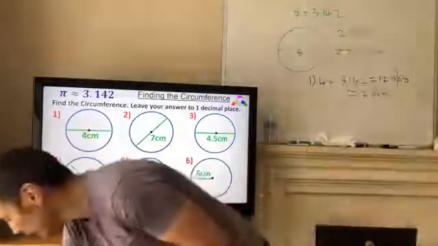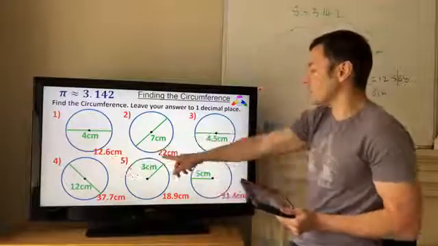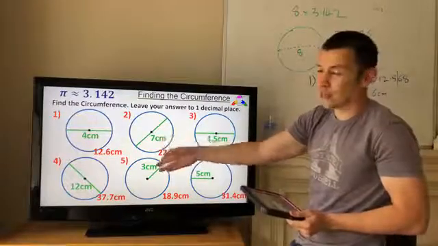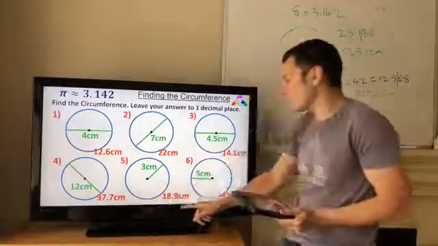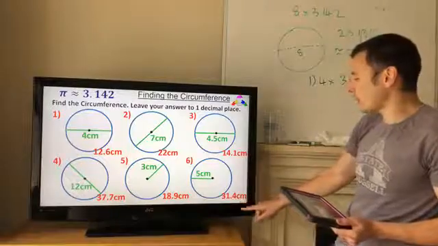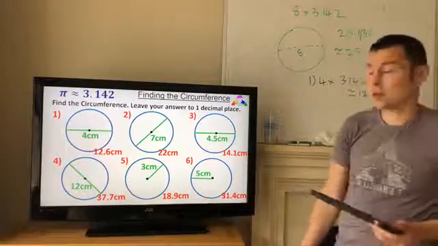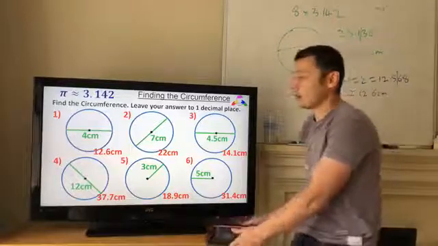Okay, right, let's check your answers. So you should have 12.6 centimetres, 22 centimetres, or 22.0 is fine, 14.1, 37.7, 18.9 and 31.4 centimetres. Okay, so that is finding the circumference of a circle.